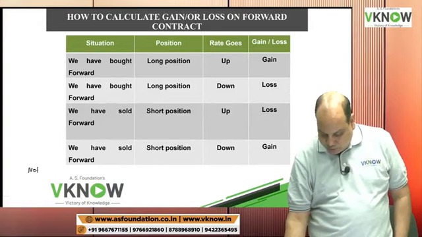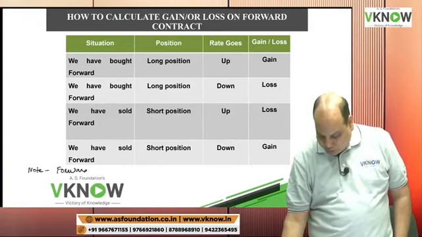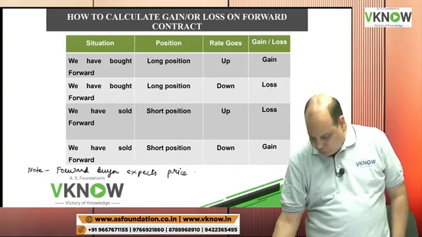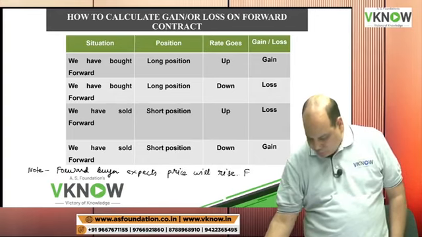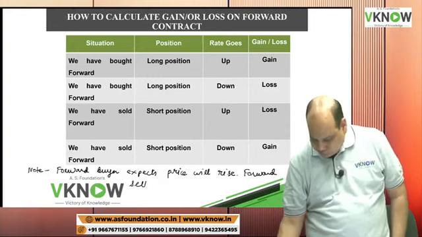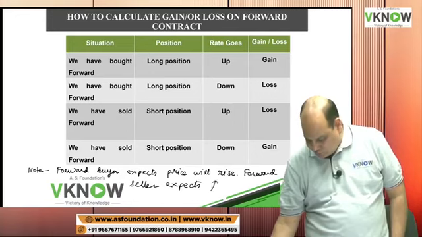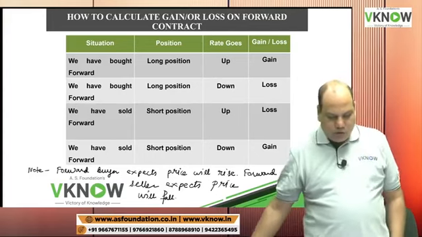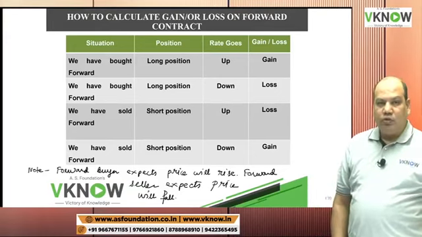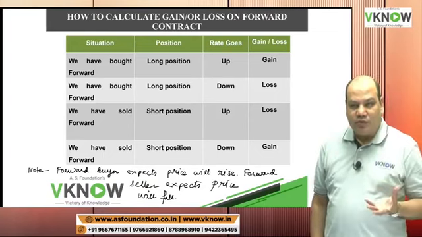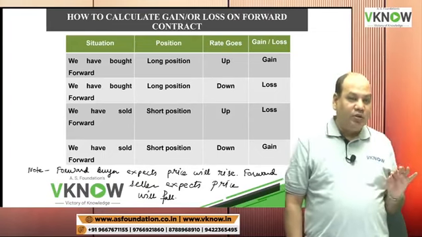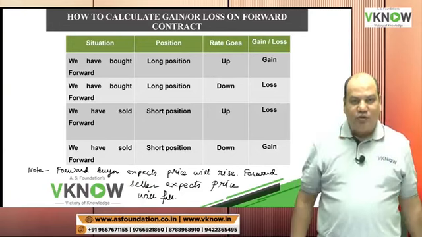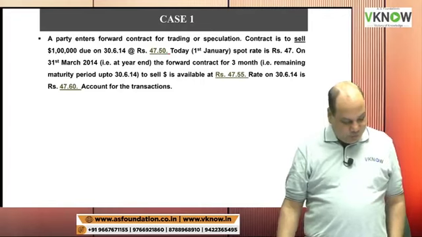So just write two more lines. Forward buyer expects price will rise, and forward seller expects price will fall. If you expect something and that happens, you will be happy. But if you expect something and the reverse happens, you will be sad. Okay? So let us go to our question.